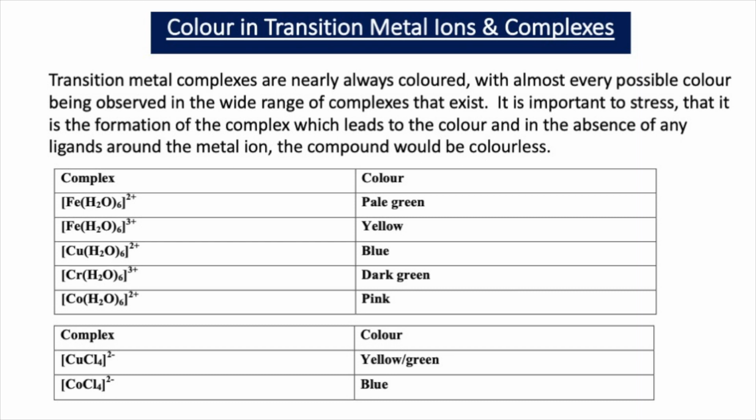Now, it's the formation of the complex which leads to the colour in transition metal compounds, and in the absence of any ligands around the metal ion, the compound would be colourless. So, for example, copper sulfate is blue because it contains the [Cu(H2O)6]2+ ion.